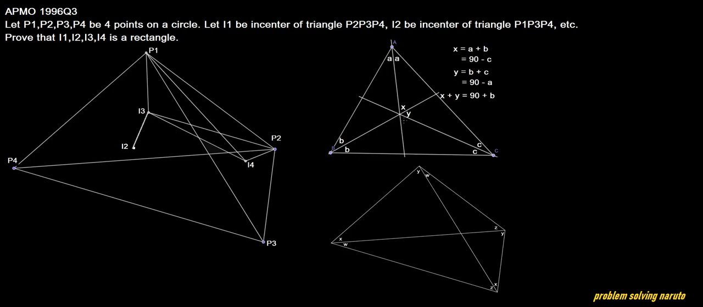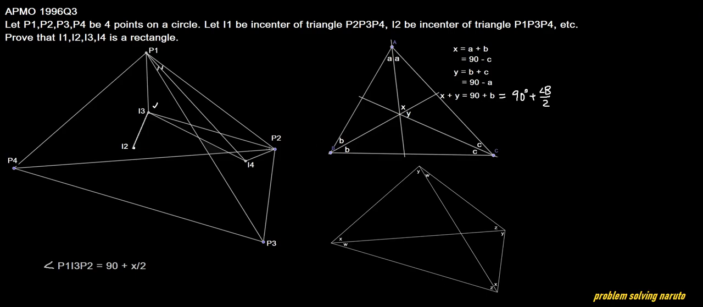Using this fact, this angle is 90 plus half of this angle. This would be 90 degrees plus half of angle B. So the angle P1, I3, P2 is 90 plus half of this angle, which I call X.